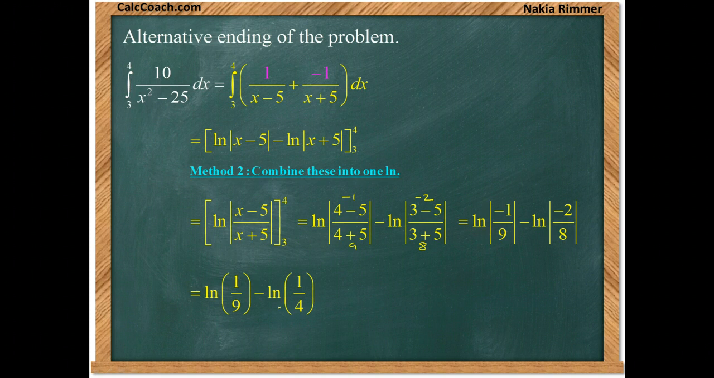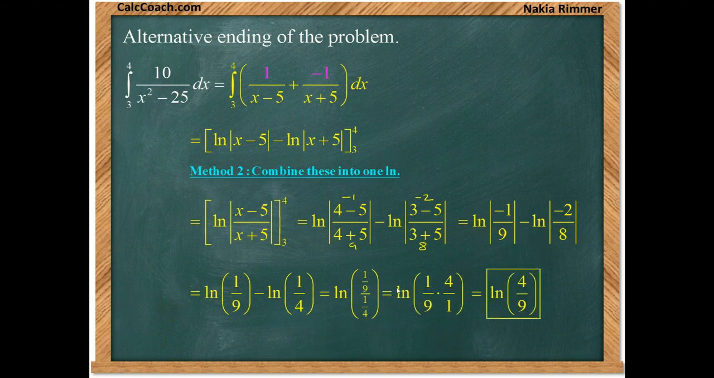And they're subtracted. So we divide them in one log. But dividing by a fraction is multiplying by the reciprocal. And we get the same answer, natural log of 4/9. Okay, great.